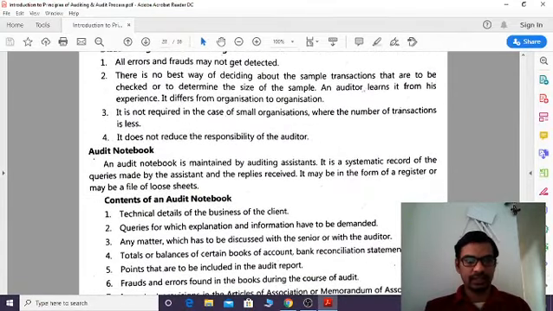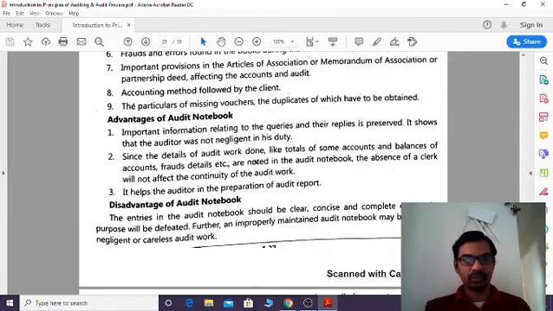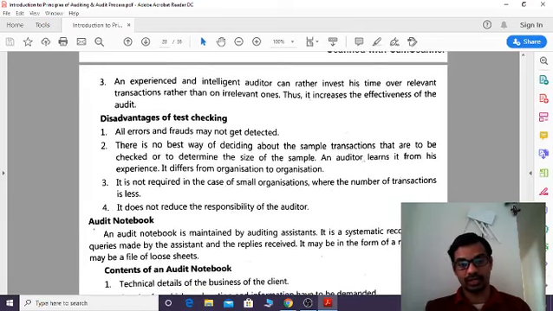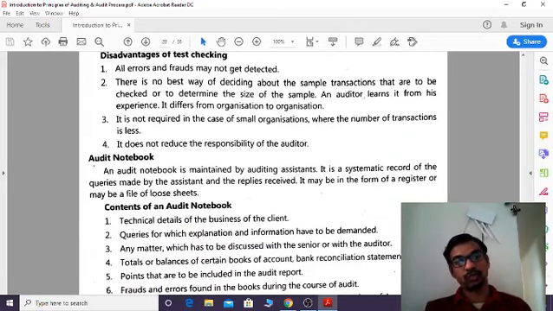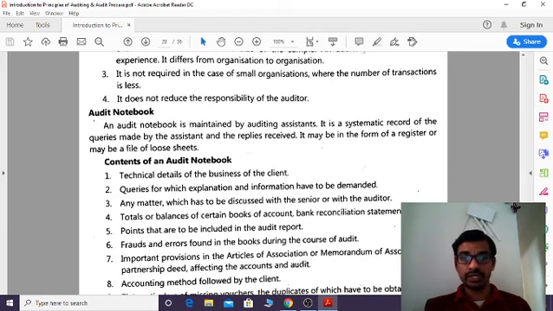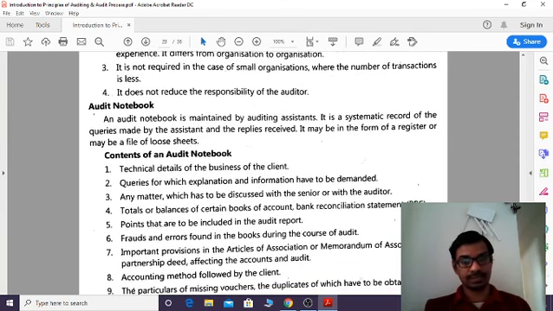The next one is the audit notebook, which is the documentation. The auditor has to maintain documentation, and for that the audit notebook is the most important one. An audit notebook is maintained by the auditing assistant. Who maintains this? Auditing assistants maintain this.